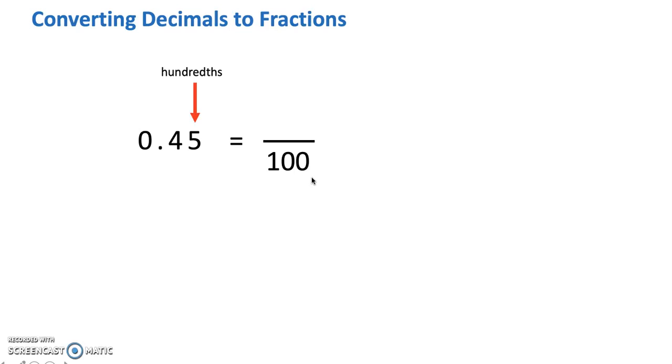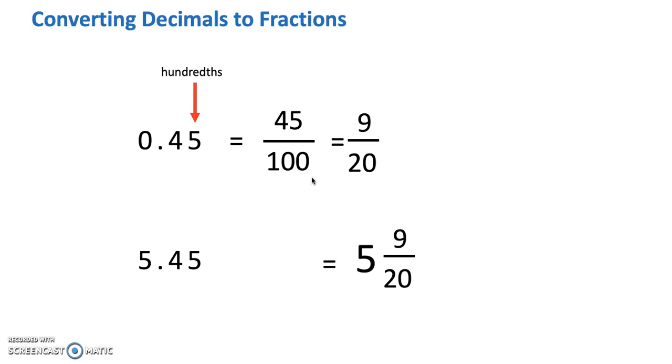Then we're going to take the digits from our decimal, 45, and there we've already created a fraction, 45 over 100. Now we're not going to leave it like that, because 45 and 100 have a common factor. We can divide them both by 5, and we end up with 9 over 20. 45 divided by 5 is 9. 100 divided by 5 is 20. What happens if we had 5.45? Well, very similarly as we did with fractions to decimals, the 5 goes on as an integer at the front, and we deal with the decimal as 9 over 20.